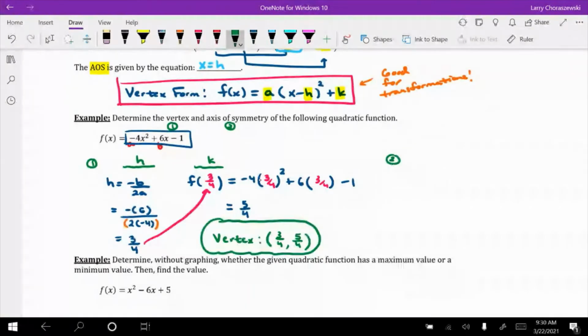Now the second part of this problem wants us to provide the axis of symmetry, or the equation for it. Take a peek a little bit above the example verbiage here. It says that the axis of symmetry equation is given by x equals h. And this h right here is the same h that we calculated in part 1 of this problem. So x equals 3/4. Can't get any easier than that, folks, eh? That would be the equation for the axis of symmetry.